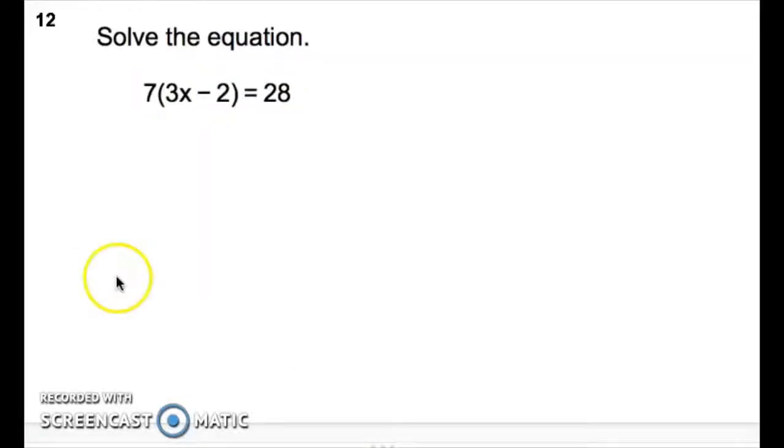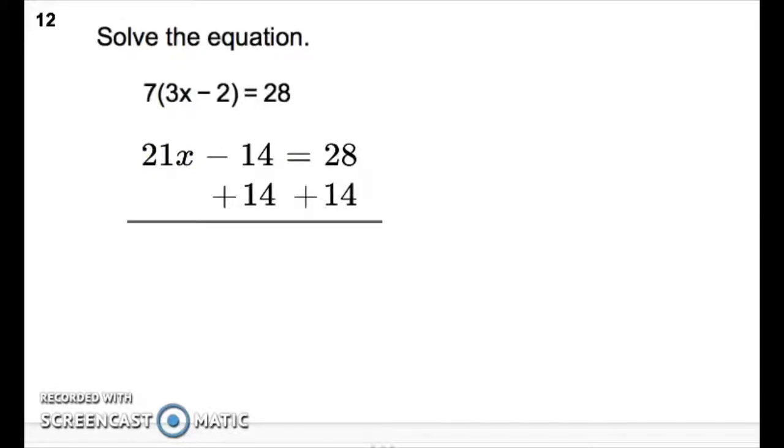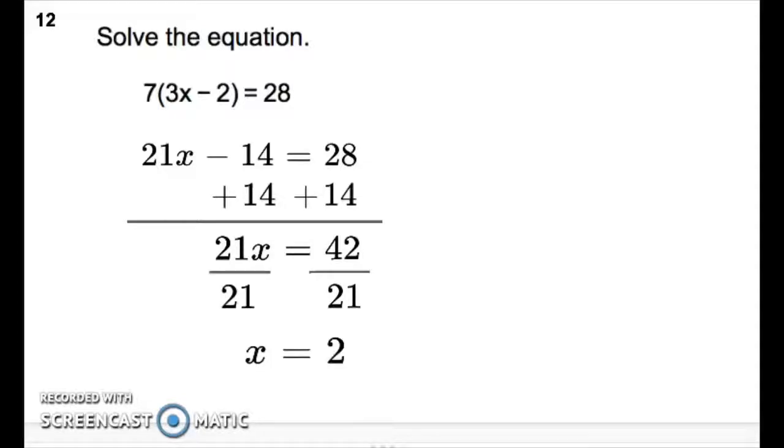Number 12, solve the equation. So we have to distribute first. So 7 times 3x is 21x. 7 times negative 2 is negative 14. So 21x minus 14 equals 28. Then we add 14 to both sides, and we'll get 21x equals 42. Divide both sides by 21, and x equals 2, and that's going to be the answer.